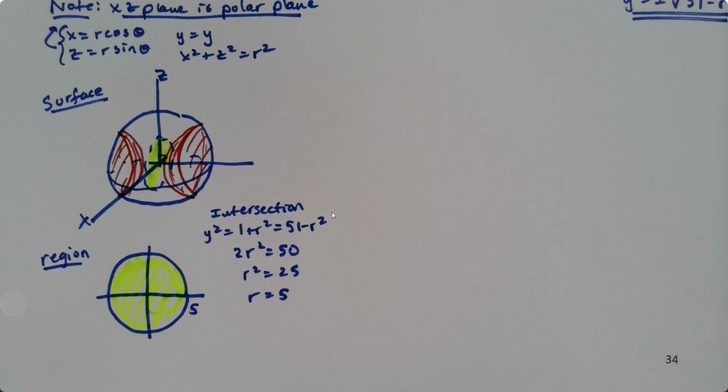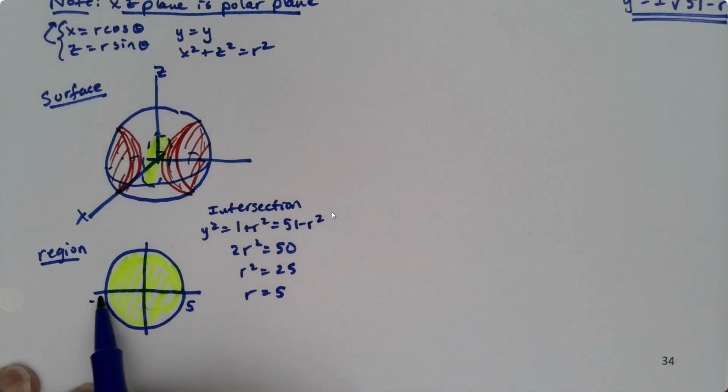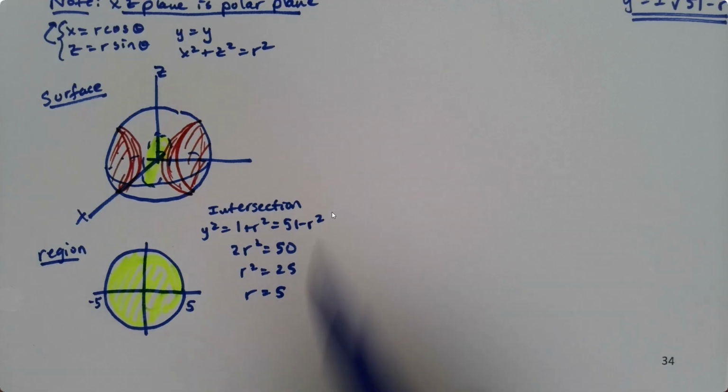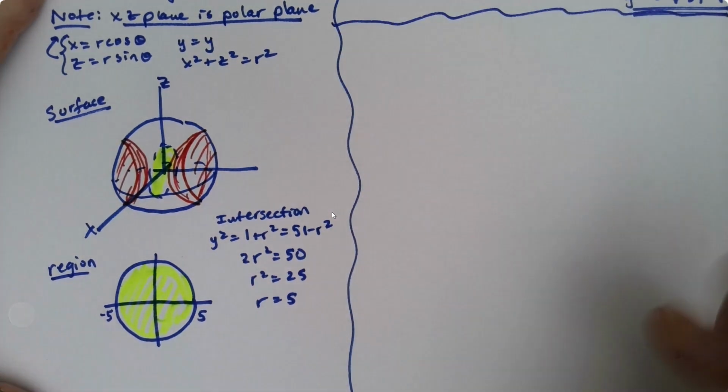Again, technically it's plus or minus, but we ignore the negative because negative would just be over here, right? There's the negative 5. All right, so all of that is set up. So now we actually have to do the integral.